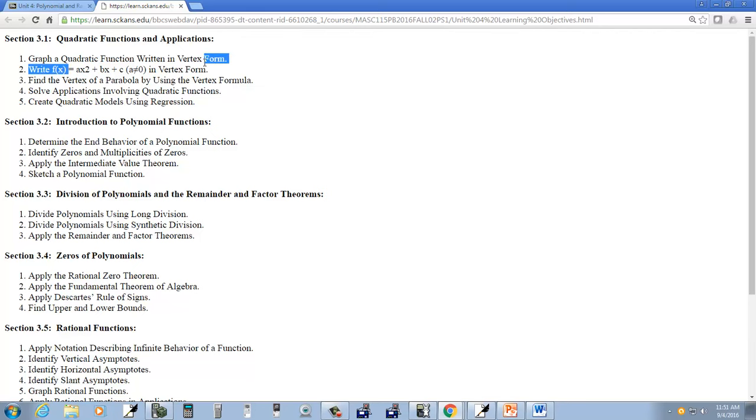Now, the next topic here says to write it in vertex form. Well, write f of x equals ax squared plus bx plus c in vertex form.